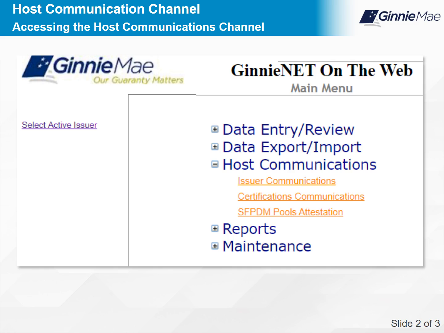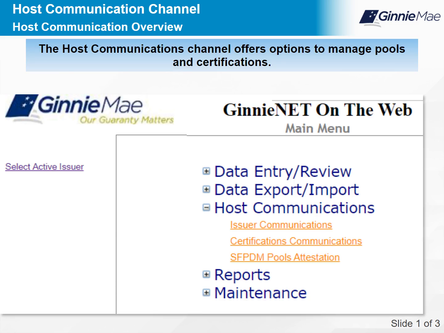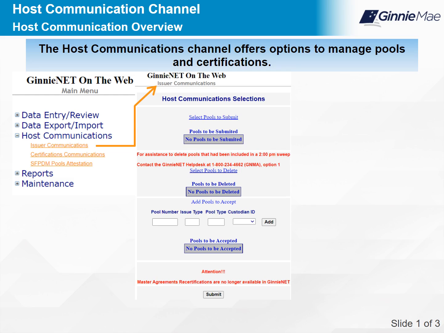Select Next to continue. The host communications channel offers single-family SF issuers and document custodians options to manage pools and certifications. There are 3 options for the SF issuer. The Issuer Communications option provides links to access the following menu options: Select Pools to submit, Select Pools to delete, and Add Pools to accept.